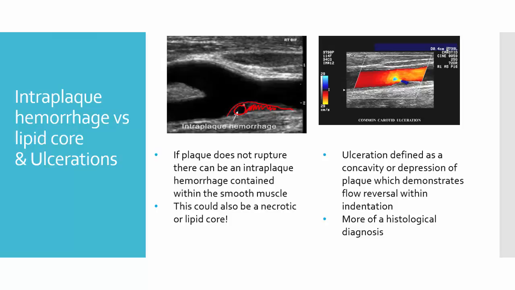On the right-hand side of the screen, I'm just going to change the color of the pen here. I want to draw your attention to this plaque along the edge of the wall. You can see that this plaque has an indentation or a depression within it, and it also, with color, demonstrates a little bit of flow reversal within that indentation. This is considered an ulceration. This isn't so much an ultrasound diagnosis as it is a histological one. So when they remove the plaque during an endarterectomy and look under the microscope, many of them have ulcerations. But again, an ultrasound diagnosis can be difficult.